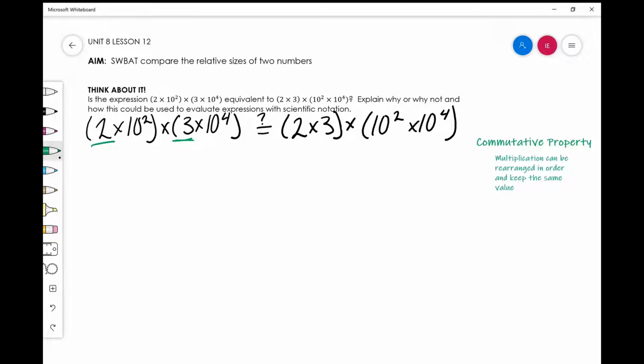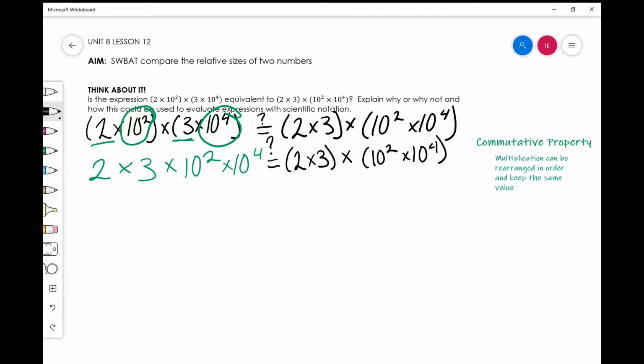So I can rearrange my multiplication and say 2 times 3, and then I can multiply my powers of 10 together after, so times 10 to the power of 2 times 10 to the power of 4. I've used the commutative property to rearrange my multiplication. I can see that on both sides of my equations, I have the same numbers and the same orders of multiplication. But on the right, I have grouping, and on the left, I don't.